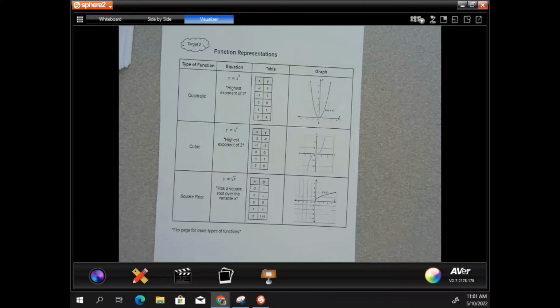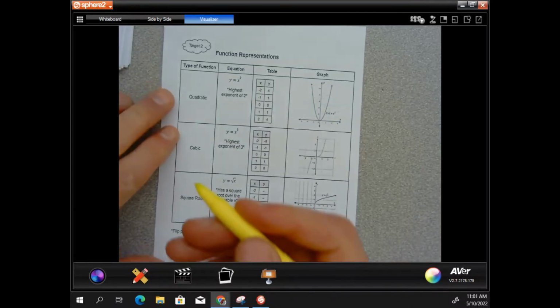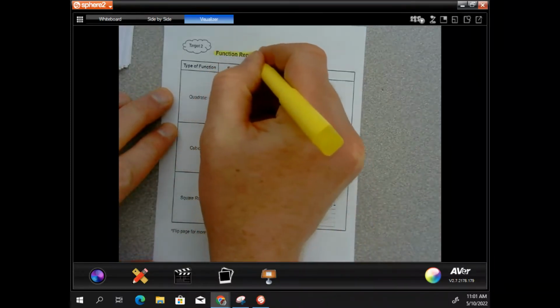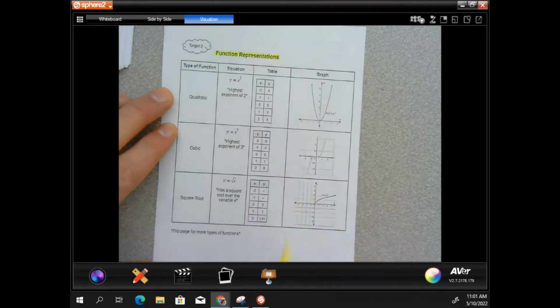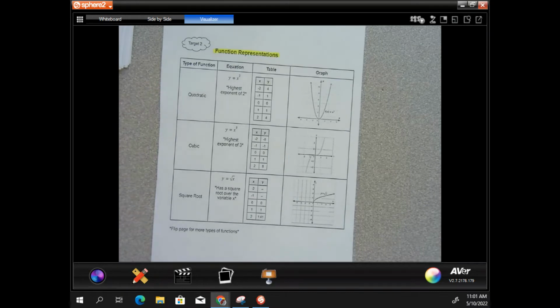All right, today we are going to be doing function representation. So I'm going to highlight the title of our lesson. This is Unit 8, target number 2. We're going to take a look at different types of functions and then take a look at the equation that matches that type of function, the table, and the graph.